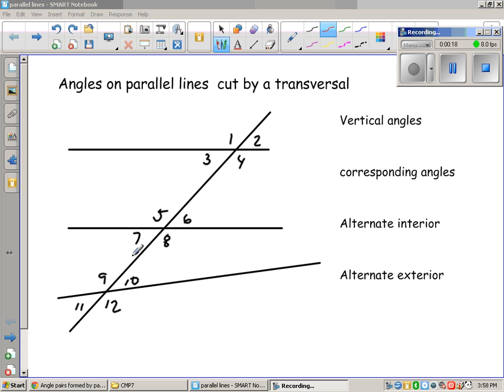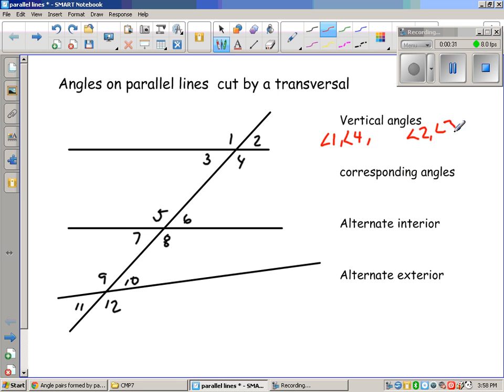If you look at the drawing, angle 1 and angle 4 are vertical. Angles 2 and 3 are a vertical angle pair. 5 and 8 are a vertical angle pair. So are 6 and 7, also 10 and 11, and 9 and 12 are vertical angle pairs.